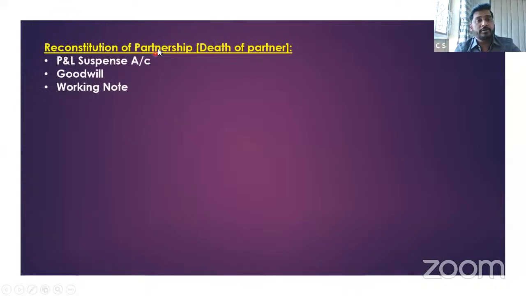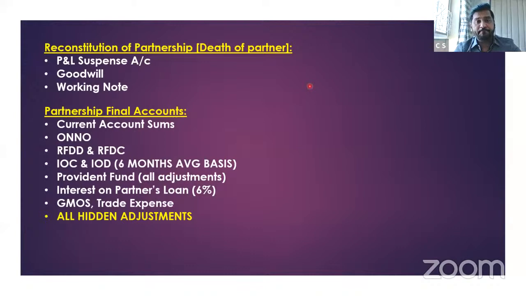This is reconstitution, death. Please check how to find the profit and loss suspense account, how to do the goodwill treatment, how to show the working note. And for that, you can refer to the solution which I have shared earlier. Then partnership final accounts. These are the few things which you need to check whether you know them or not. Current account sums, that typical bad debt treatment, ONNO, RFDD, RFDC, IOC, IOD. If you all know, IOD is on average basis 6 months.